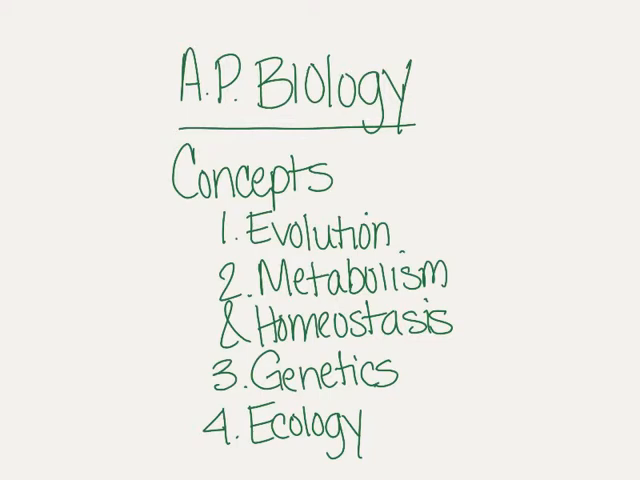The second unit, metabolism, they consider to be biological systems utilizing free energy and molecular building blocks to grow, to reproduce, and to maintain dynamic homeostasis. So metabolism goes along with homeostasis. Third is that living systems store, retrieve, transmit, and respond to information essential to life processes. We'll call that genetics. And finally, fourth, biological systems interact, and these systems and their interactions possess complex properties.